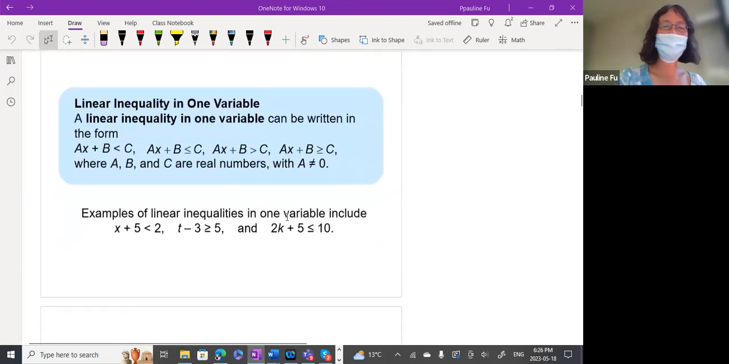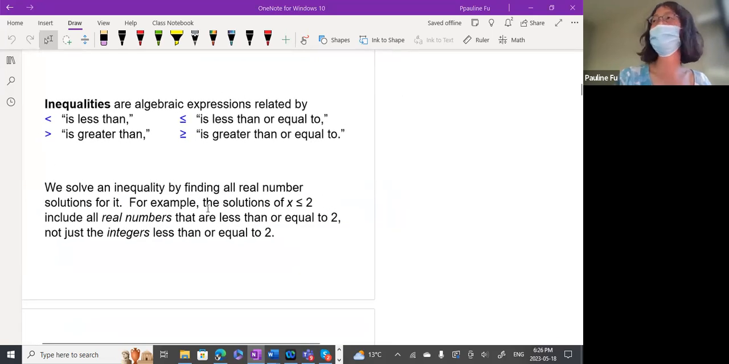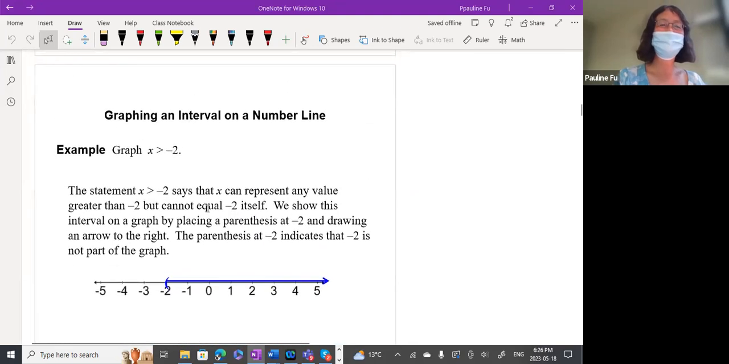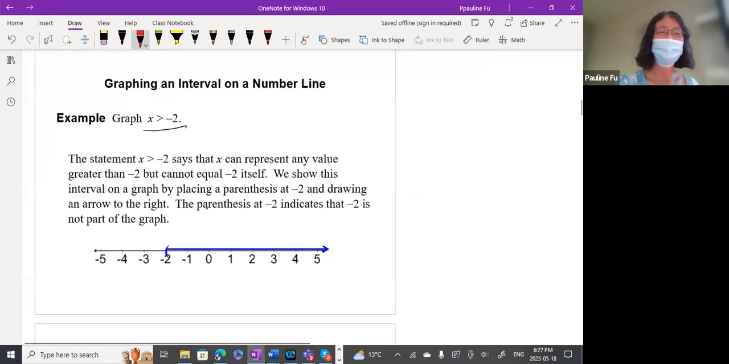Okay, so we all know those from high school: smaller than, equal to, greater than, greater or equal to. So I will directly jump to the example. How do you show on the graph x greater than negative 2? You draw the real number line, identify negative 2. And x greater than negative 2 means this part is greater than negative 2, not including negative 2, so you use a round bracket.